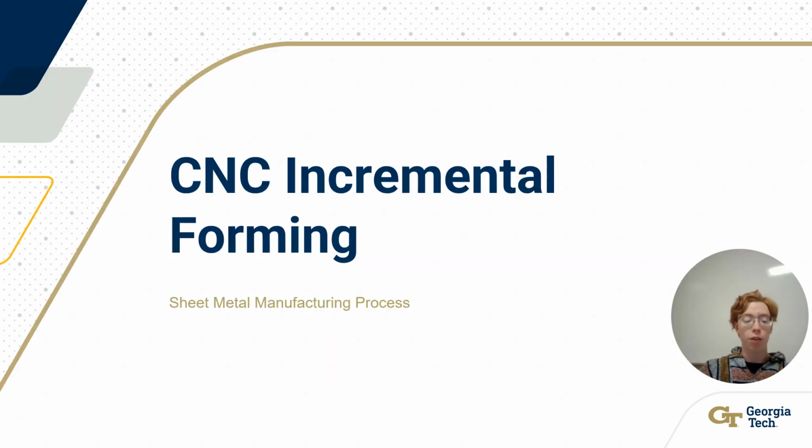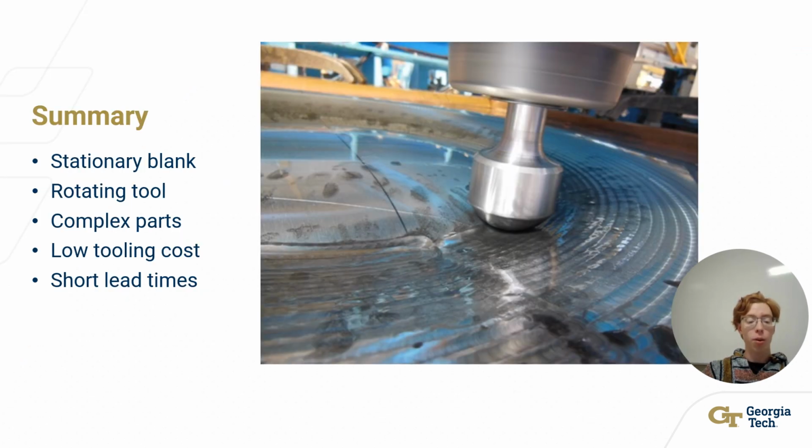The last topic in this video is CNC Incremental Forming. CNC Incremental Forming is a relatively new sheet metal manufacturing process. The CNC incremental forming process uses a rotating tool to apply localized pressure to a stationary blank of sheet metal. This results in a progression of deformation that produces a desired shape.